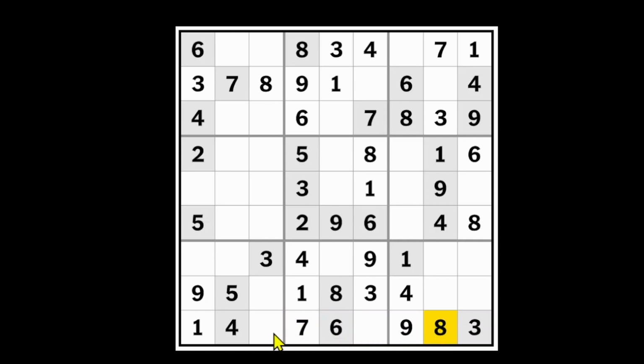Now, we're just lacking a 2 and a 5 to complete the bottom row. There's a 5 here. So this cell becomes a 2, and this one becomes a 5. And now this one is a 2, this is a 5, and this is a 2. So that was how that was resolved. It was quite neat, I think.